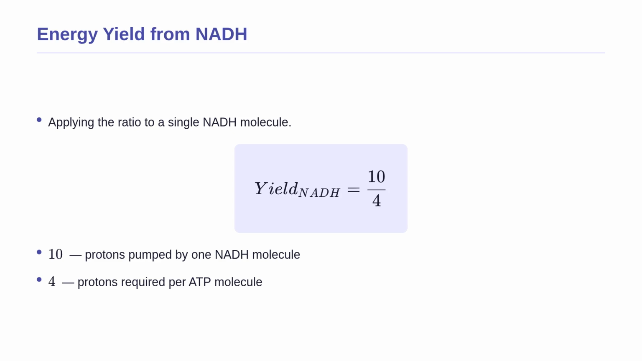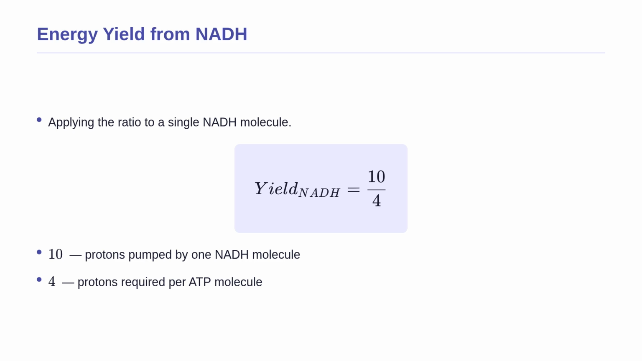To find out how much energy is stored in that single NADH molecule, we apply our previous strategy to these fundamental constants. The formula for the NADH yield is simply the 10 protons pumped by one NADH molecule divided by the 4 protons required to make one ATP. This specific calculation gives us the famous phosphate to oxygen ratio.